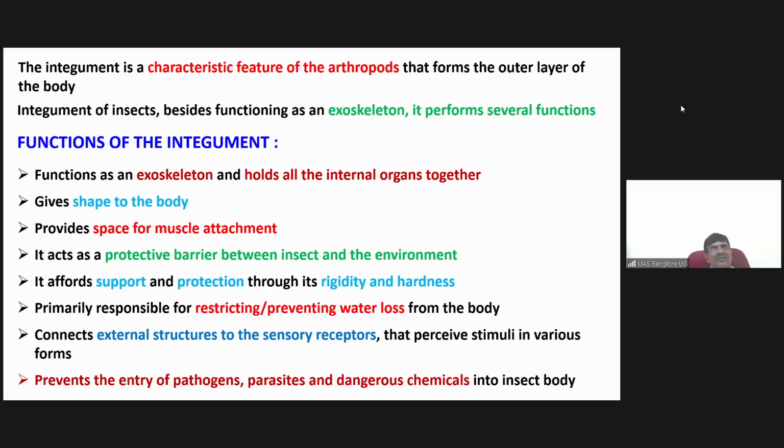So these are some of the functions of the integument or the body wall of insect. The main function is it acts as exoskeleton, gives shape to the body, provides space for muscle attachment, acts as a barrier between insect and external environment, gives support and protection through rigidity and hardness, prevents water loss from the body, connects sensory receptors, and prevents the entry of parasites, pathogens, and dangerous chemicals into the insect body.